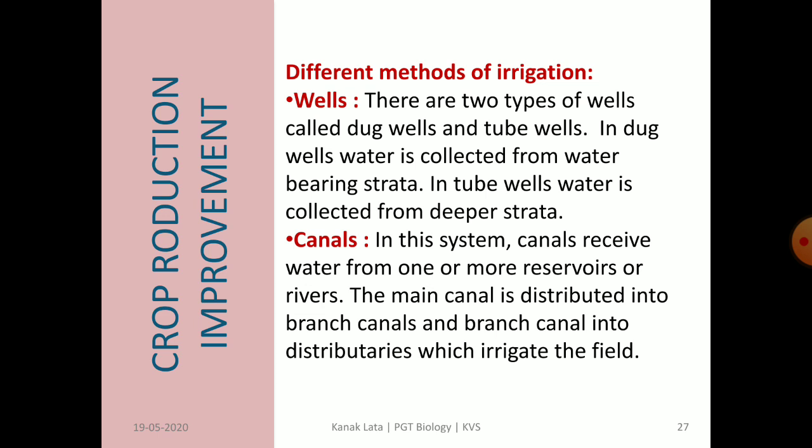Second one is canal. Actually, canal receives water from reservoir or rivers. Here, the main canal is distributed into branch canal, and branch canal is distributed into distributaries to irrigate different crop field.